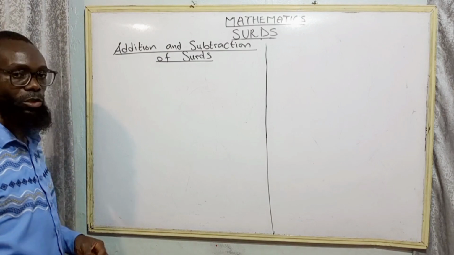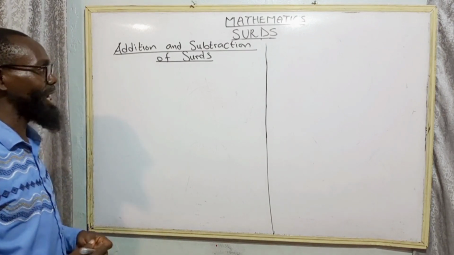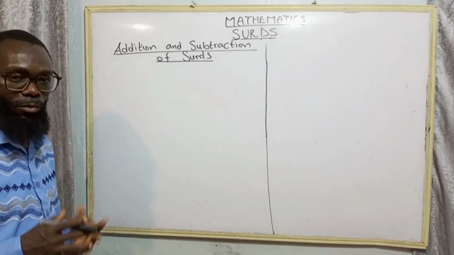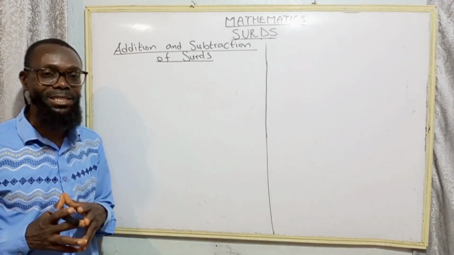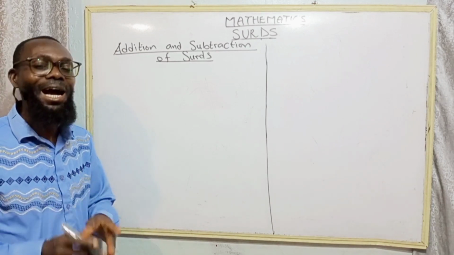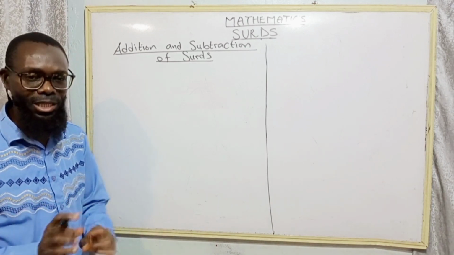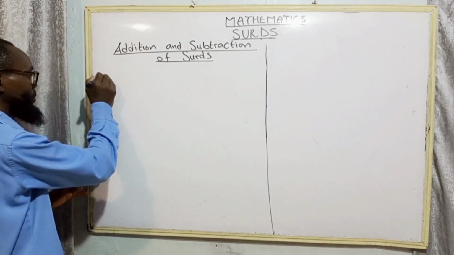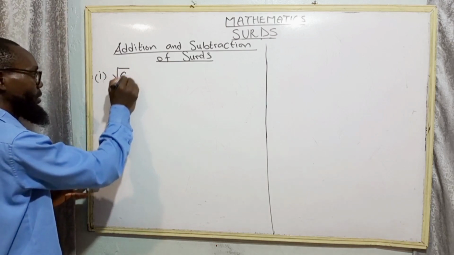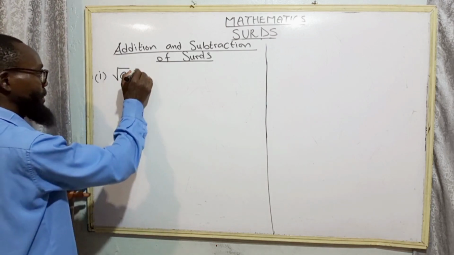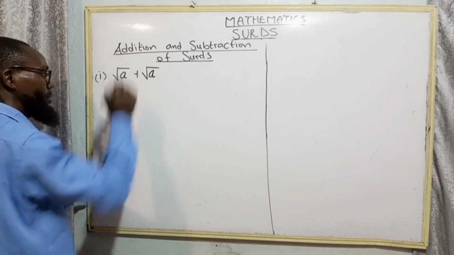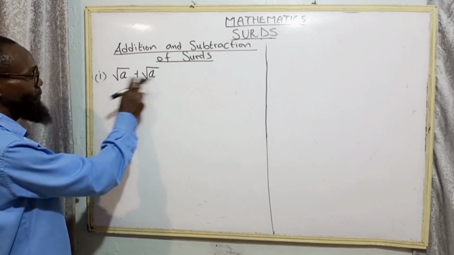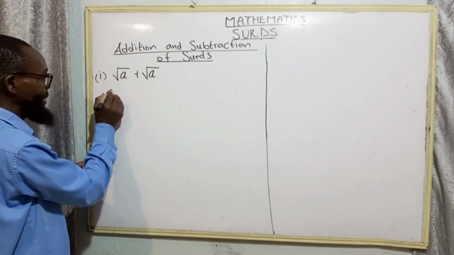Addition and subtraction of surds. Before we can add or subtract two or more surds, they must be like surds. Meaning that the surds must have the same square roots. They must have the same square root before we can add them. Generally, let's say for instance we have the square root of A plus the square root of A. These are like surds. Because they have the same A, we can add them together.